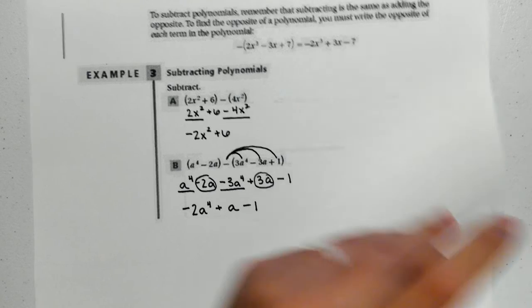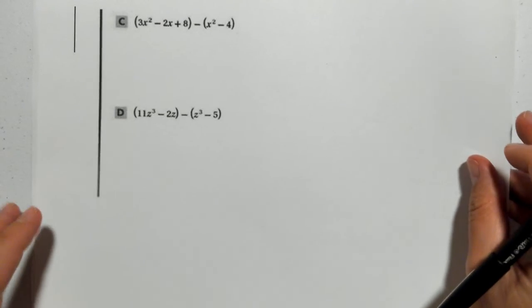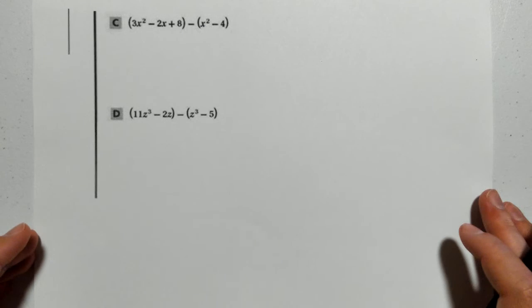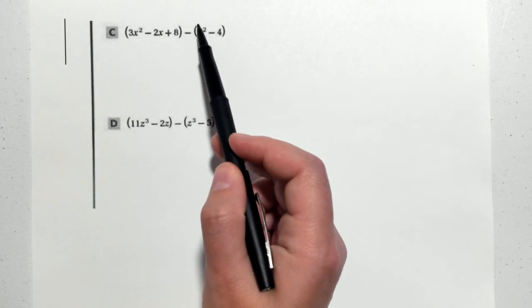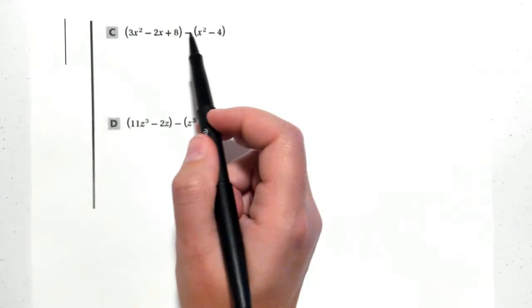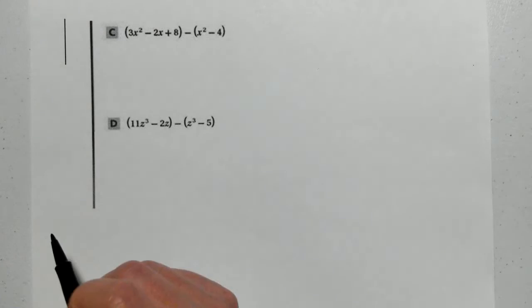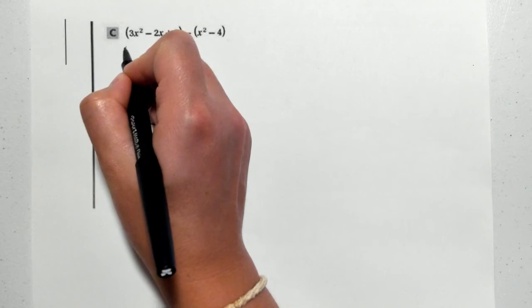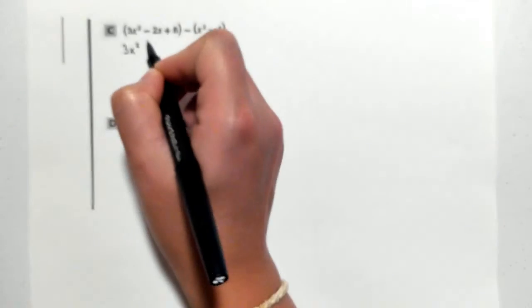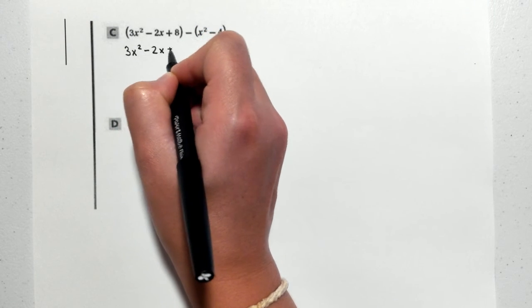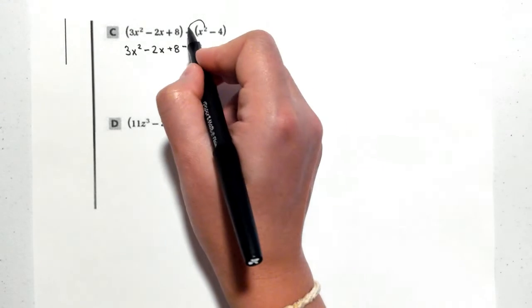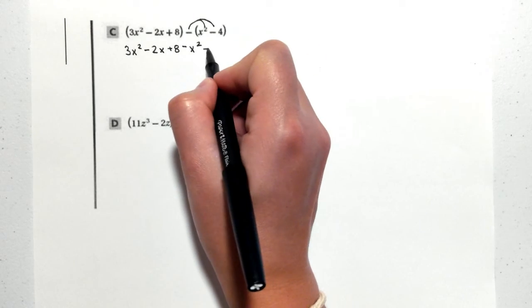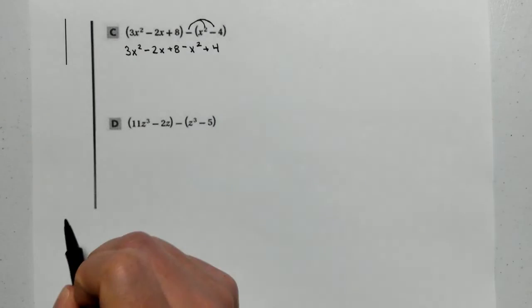So now we're going to look at part C. So for C, I have 3x squared minus 2x plus 8 minus, in parentheses, x squared minus 4. So I'm going to distribute that negative sign to each piece in this second polynomial. So I'm going to still have 3x squared minus 2x plus 8. And then it's going to be minus x squared. Negative times a negative is a positive, so plus 4.